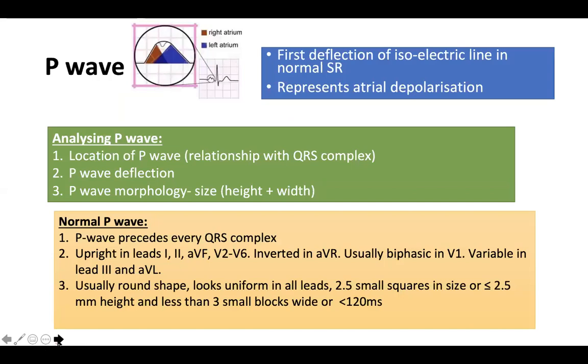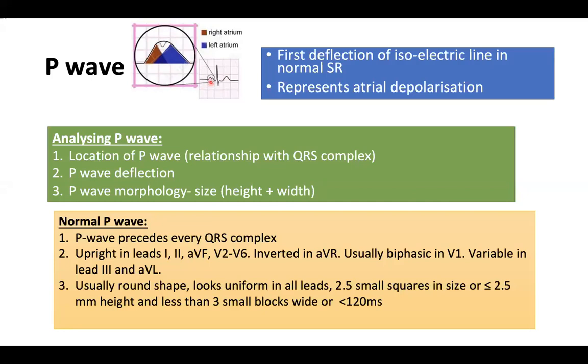Okay, so moving on to P waves now. The P wave looks like this because in the heart, actually what's happening is that the right atrium is depolarizing before the left atrium, which then gives this net vector, or the net appearance or morphology, of the P wave.